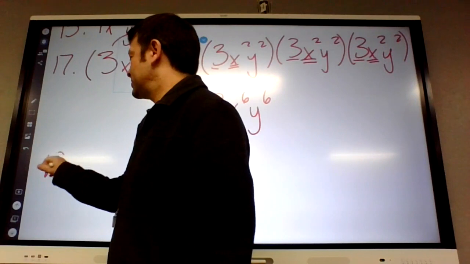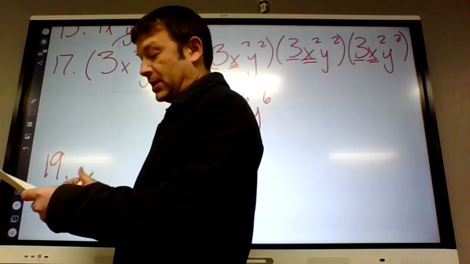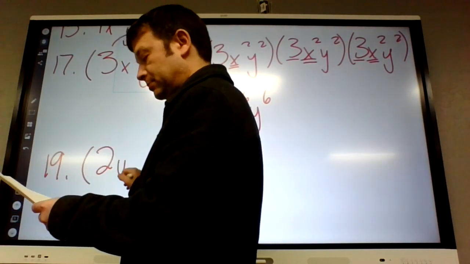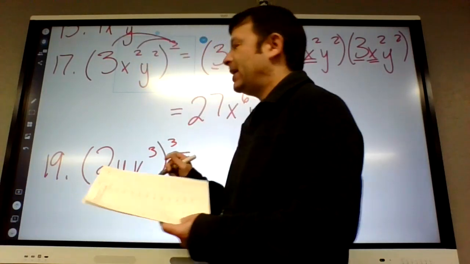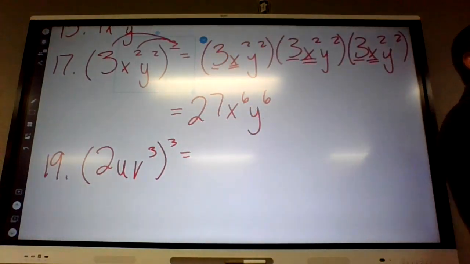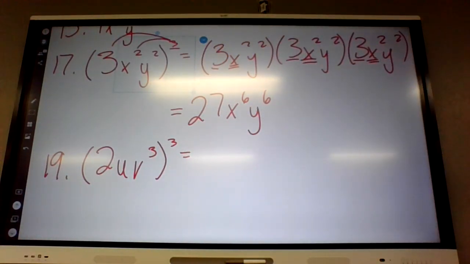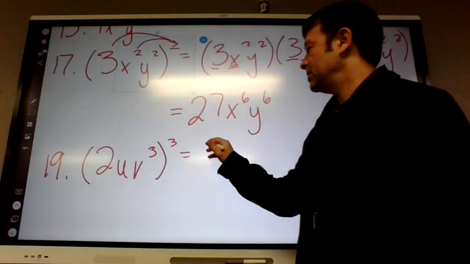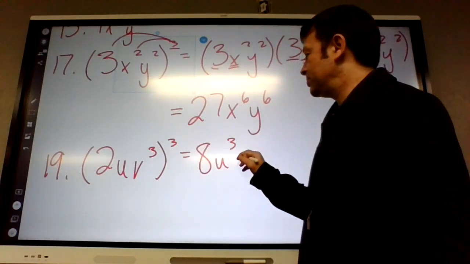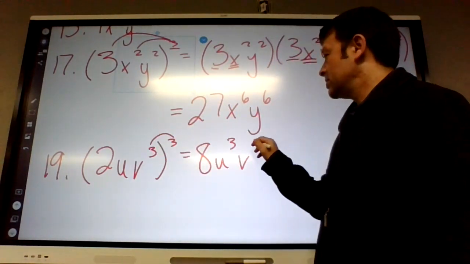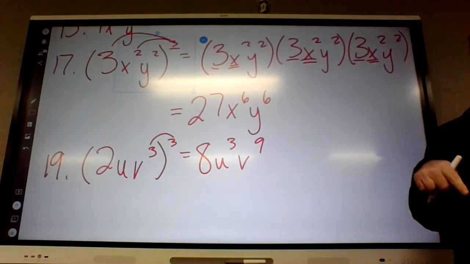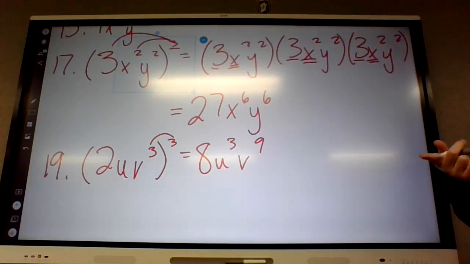Okay, Linux, 19. 6. No. 2 to the 3rd is not 2 times 3. A lot of people get this wrong. It's 2 times 2 times 2. So what should it be, Lennox? 8. U to the third, v to the... multiplying that, 27. You guys see the difference between 19, where we're multiplying the exponents, and 15, where we added the exponents?